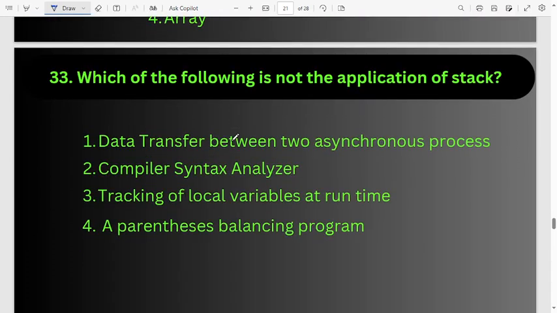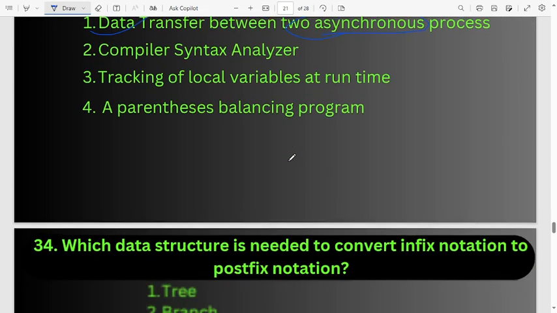Which of the following is not the application of stack? While you are reading the question, read it properly so that you don't miss the word not. Sometimes we used to forget this. So the options are data transfer between two asynchronous process, compiler syntax analyzer, tracking of local variables at runtime, a parenthesis balancing program. So stack is not used for data transfer between asynchronous process. It is used for synchronous process. So this is not the application.